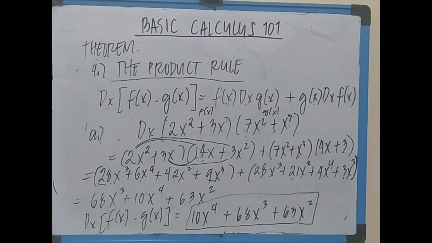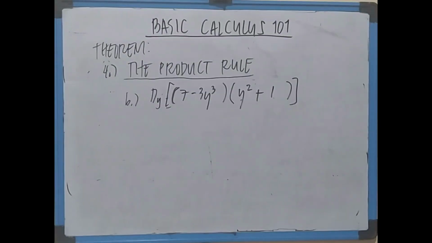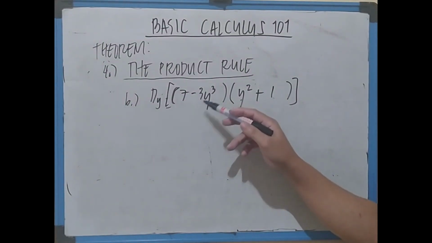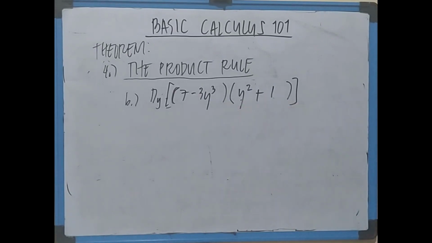Okay, another example tayo. Example for the product rule is ganito po. So, let's say for example, derivative of y naman yung kukunin natin. So, gagawin namin yung derivative of y since ang variables na nandito po is y din. So, again, let us use the same formula that we have a while ago. Ito po ang mangyayari na.